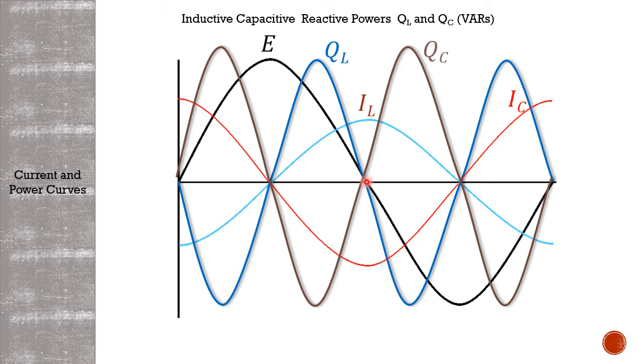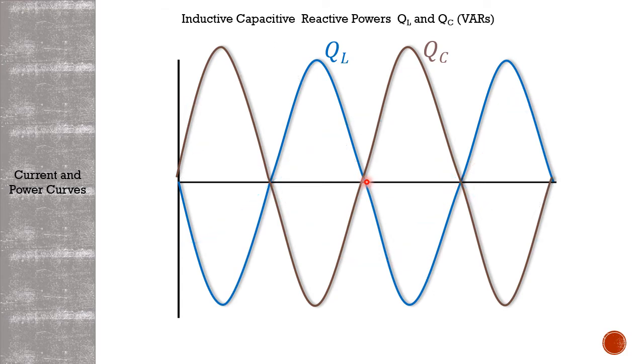Now, if we compare just our powers, our capacitive reactive power and our inductive power, you'll see that when my inductor is discharging, my capacitor is charging, and vice versa. When my inductor is charging, my capacitor is discharging.